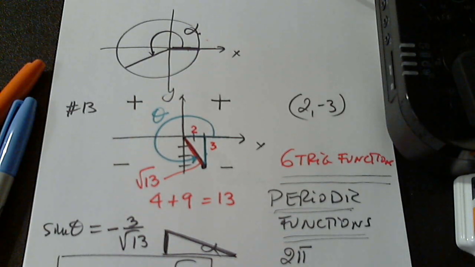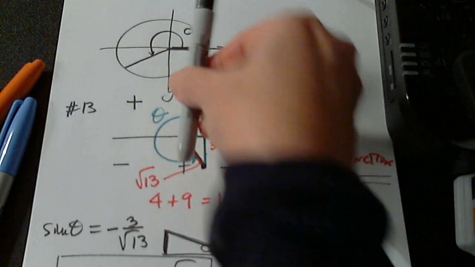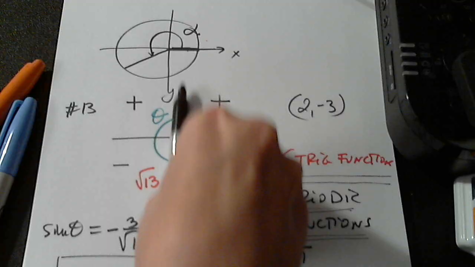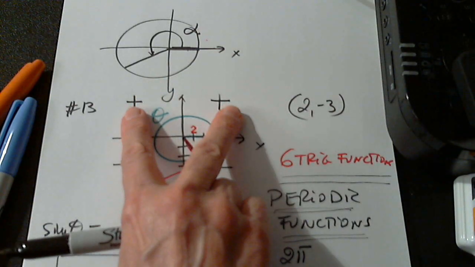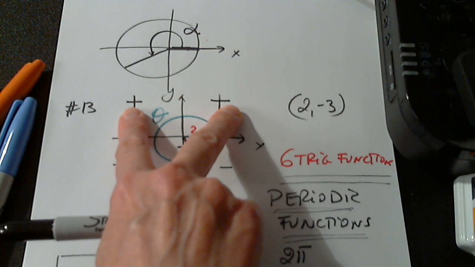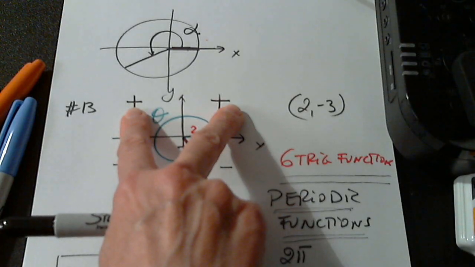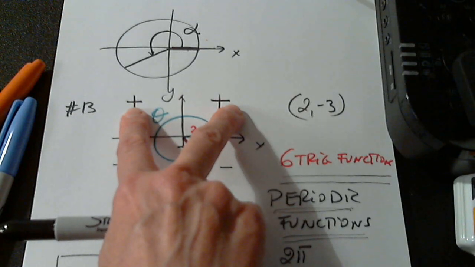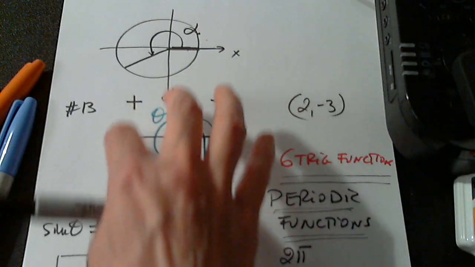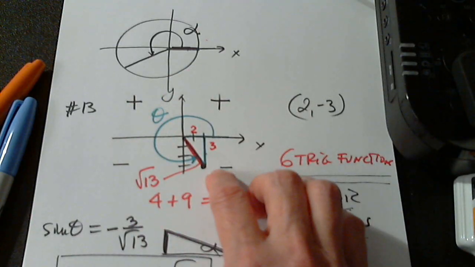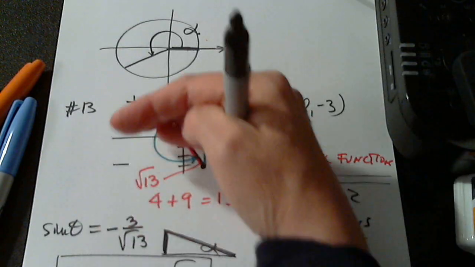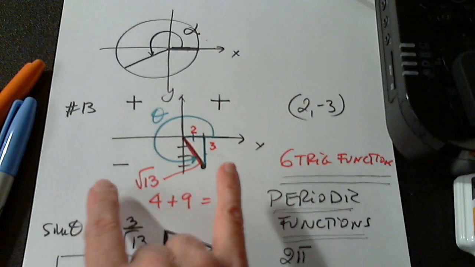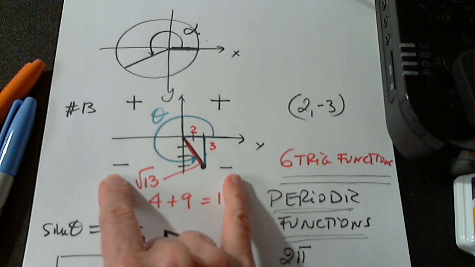Let me say this one more time. Sine is measured on the y-axis. So those top quadrants, if the terminal side is in these two, sine will always be a positive number. It turns out that this angle has the terminal side in the fourth quadrant. In other words, it ends below the x-axis. Well, therefore, sine is a negative number.